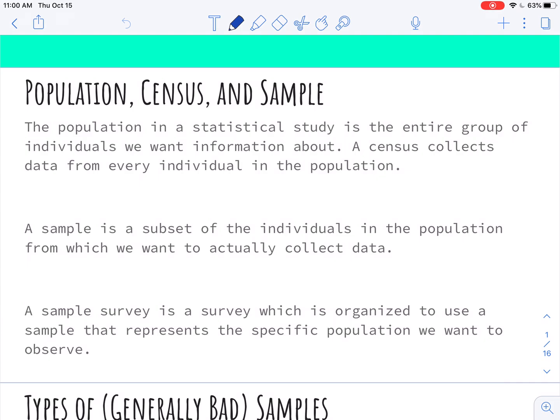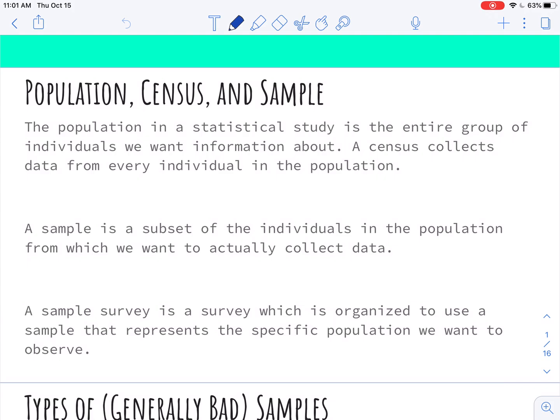And then even within polling data, we can break it down. When you have a national poll, that means your population is the entire population of voting age adults in the United States. And then your sample is however many people you're asking, the people that represent the United States as a whole. Then we break that down to the state level.